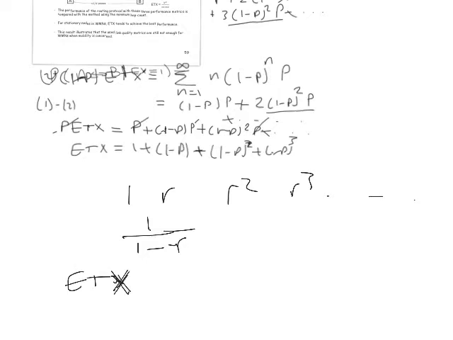If you don't believe this, you can multiply this equation by 1 minus r again and subtract, and you will get the same thing. So the expected transmission count will be 1 over 1 minus r, and r here is 1 minus p. So it is 1 over p.